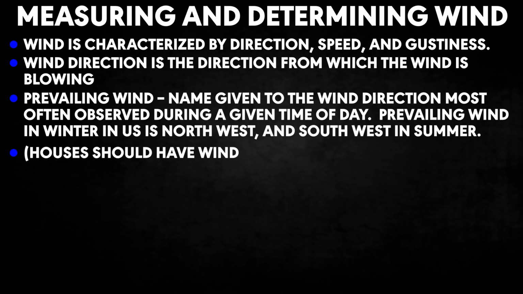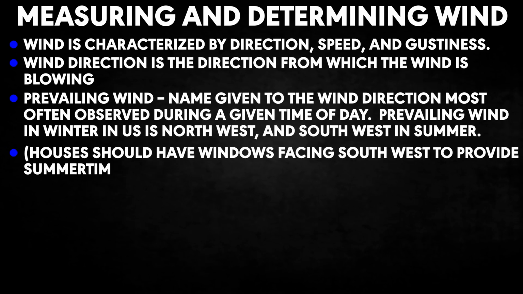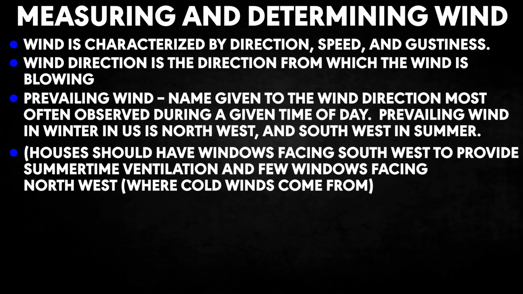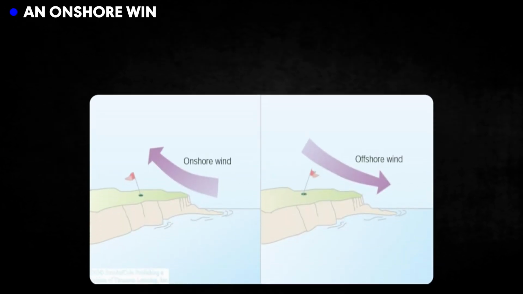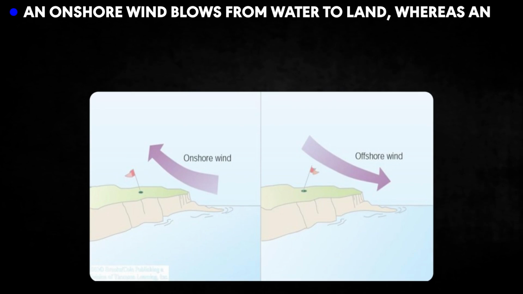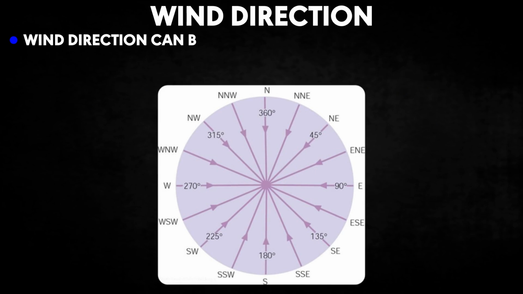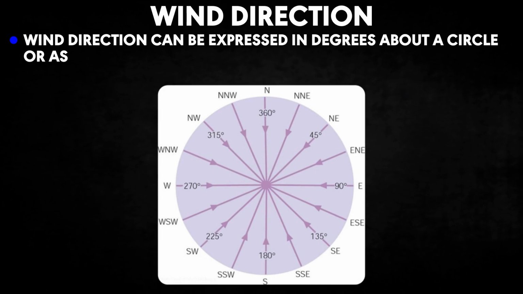Houses should have windows facing southwest to provide summertime ventilation and few windows facing northwest, where cold winds come from. An onshore wind blows from water to land, whereas an offshore wind blows from land to water. Wind direction can be expressed in degrees about a circle or as compass points.